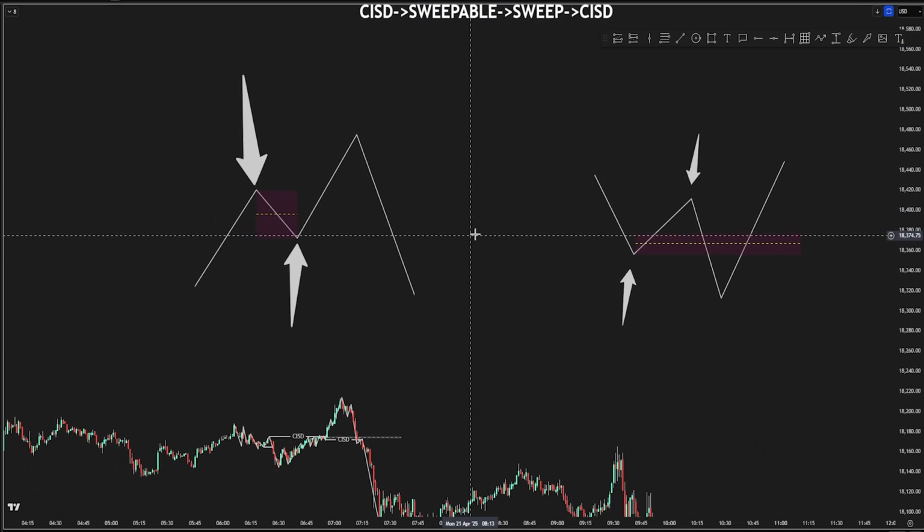So a sweepable is, after we have our change in state of delivery, the very next valid swing high, if it's from a bearish move, or swing low, if it's from a bullish move, is the area of liquidity we want to see get swept. Now, some people call this a double confirmation, but they're just looking for two breakers. It's not just any random two breakers.